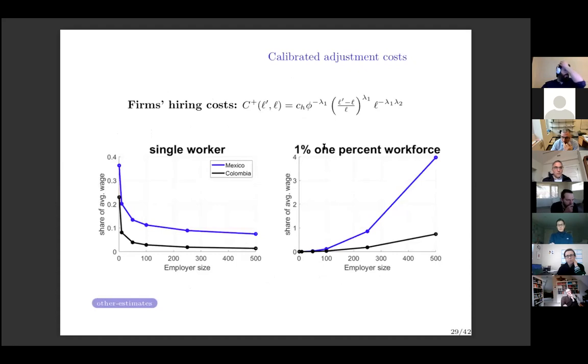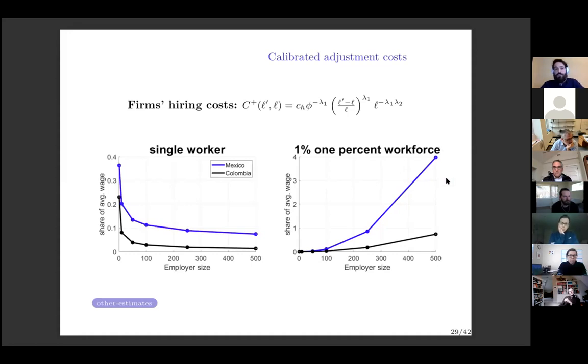So among the estimates, I will focus in particular on the adjustment cost. What I'm showing you here is the calibrated adjustment cost for Colombia and Mexico. Colombia is the black line, Mexico is the blue line, evaluated for different employer sizes when they have to hire either a single worker or 1% of the workforce. What is clear from the right-hand picture is that costs are really convex, but in particular, they are much larger for Mexico. The calibrated values imply a much larger hiring cost for the same share of increase in the workforce.